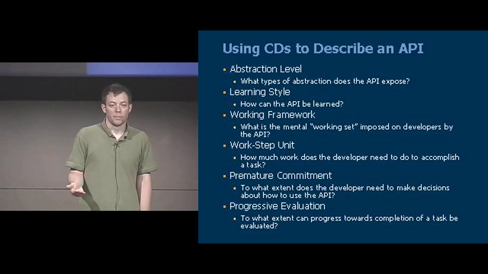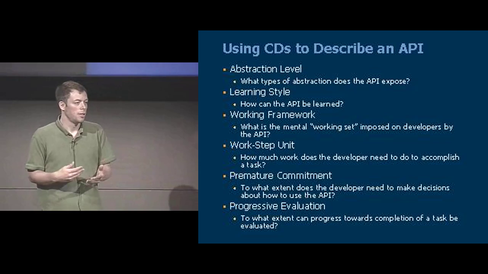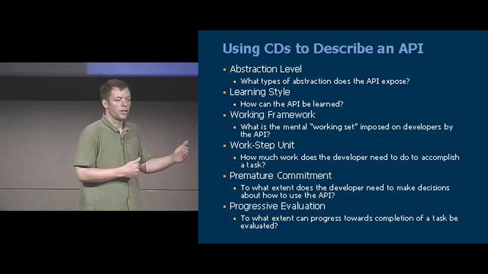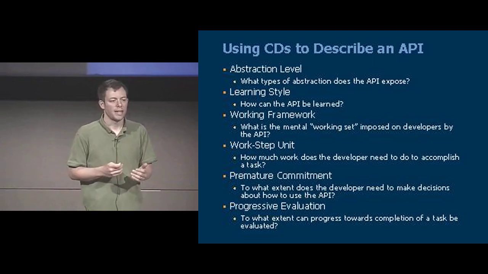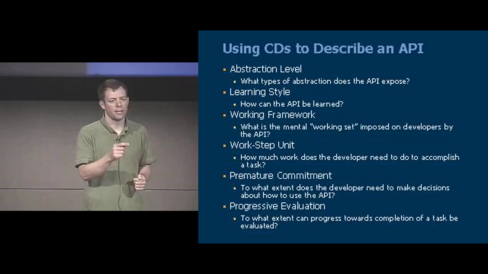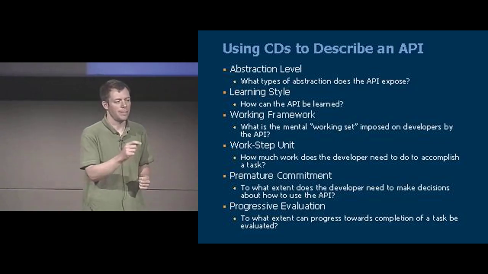Following on from premature commitment is progressive evaluation. If there's a lot of work you need to do, if there are decisions you need to make about the work you're doing, to what extent can a developer stop halfway through and say, is this the right thing to do? Is this the right method I should be calling? Is this the right class I should be using?